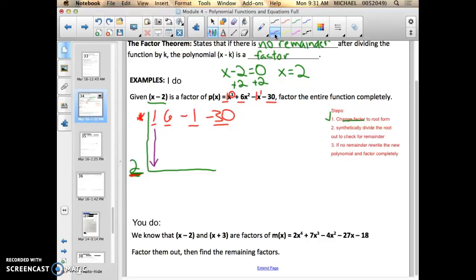I drop down my 1, I multiply to the outside, add to the inside, so 2 times 1 is 2. Line it up right underneath the next number. 6 plus 2 is 8, and then 2 times 8 is 16, and right underneath the next number, negative 1 plus 16 is 15.